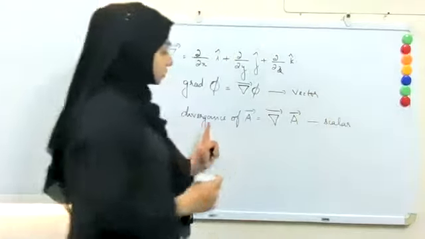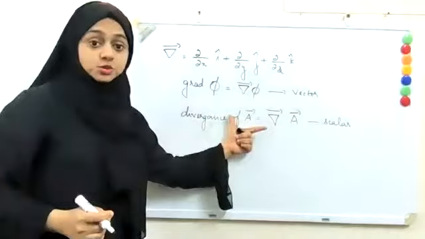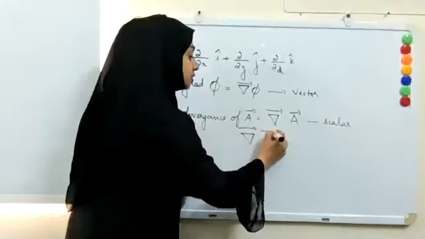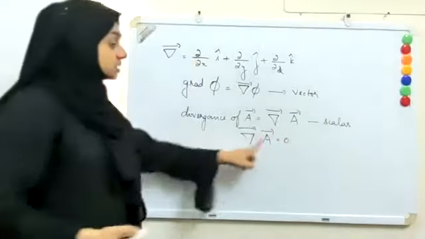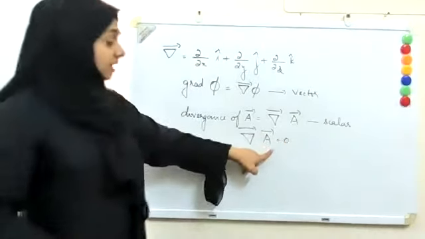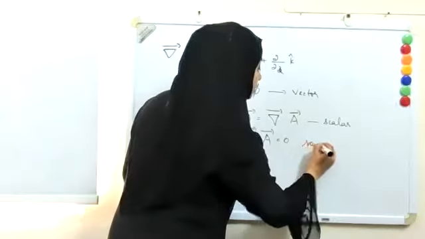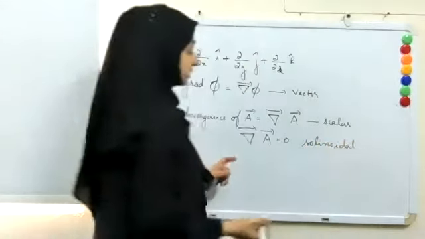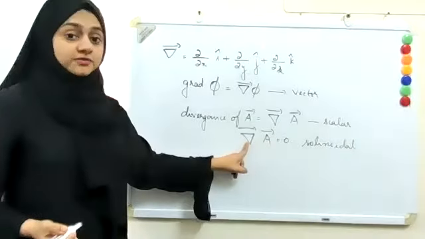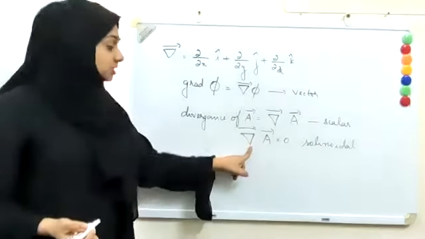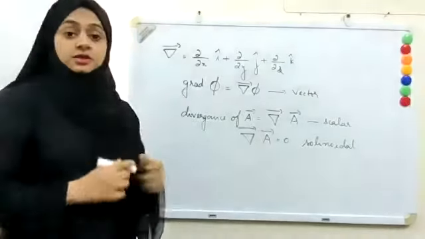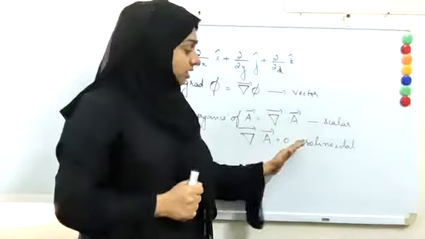These are the two things which we have found, and we also learned that if del dot A is equal to 0, or the divergence is 0, we call that A as solenoidal. A vector is said to be solenoidal if its divergence, or dot product with this del operator, is 0. It is called a solenoidal vector.